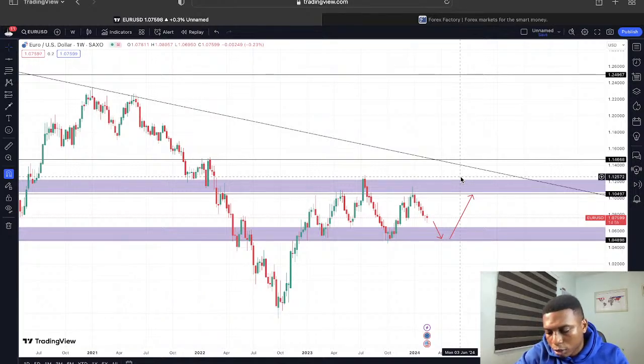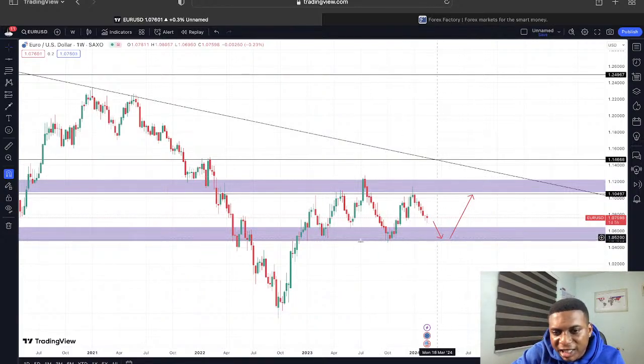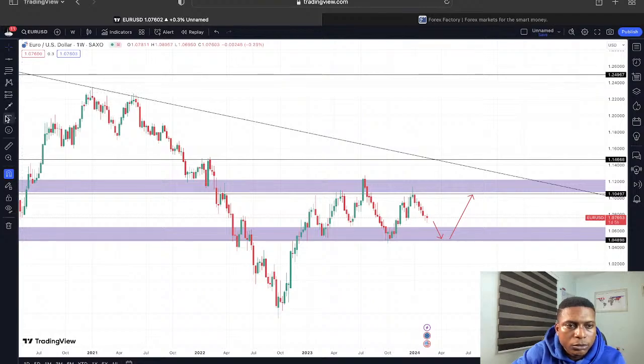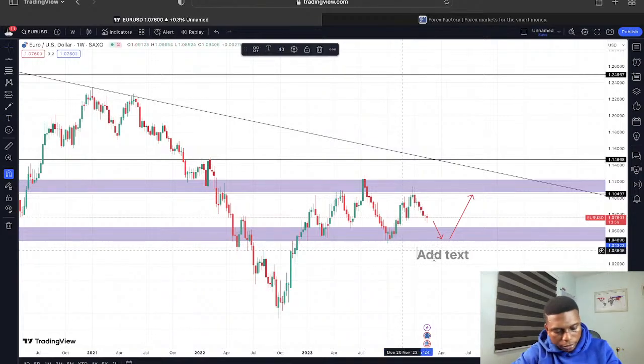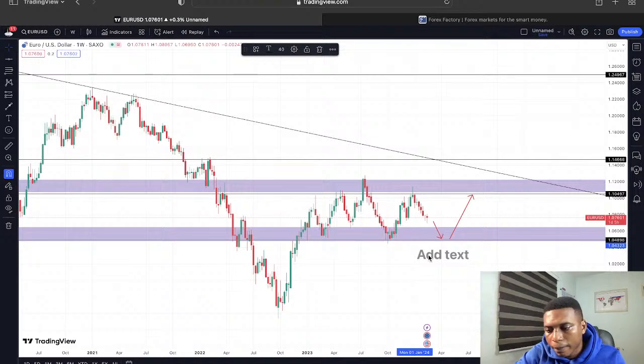Jim is asking what our support level for Euro USD is. As you can see here, this is our support level, where price has a higher probability of coming to settle down before taking another move. Okay, so let me just label this.